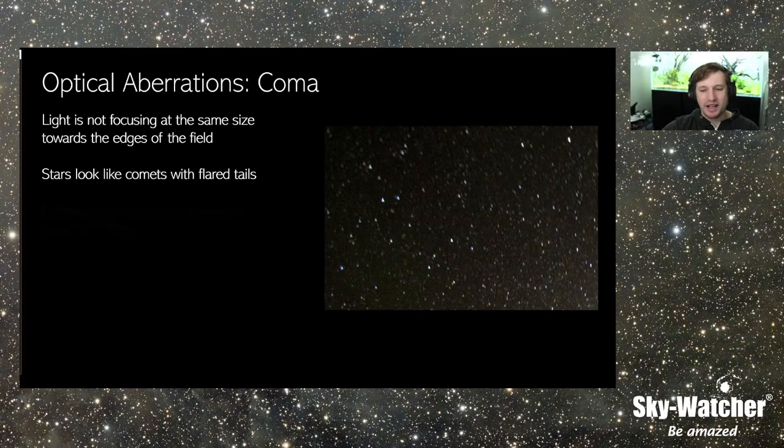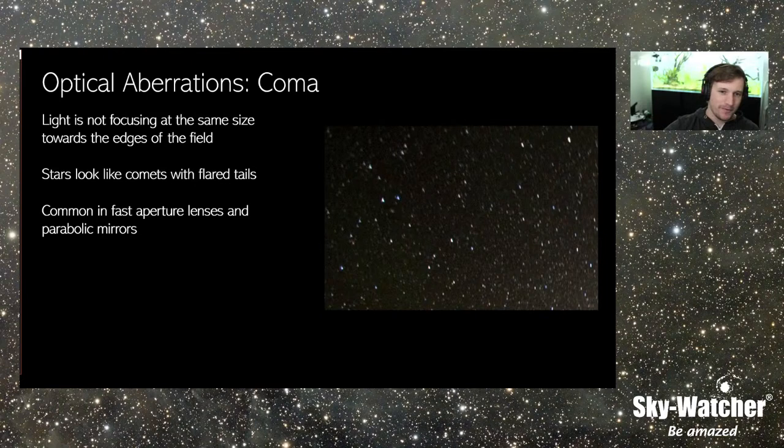This is quite common in fast aperture lenses. If you're shooting nightscapes and you've got those really fast lenses, like a 14mm f/2.8 or something like that, those lenses, while nice, are not well corrected at the edge. They're going to show some kind of coma towards the edge. It's also very common in parabolic mirrors that we find in Newtonians and Dobsonians, and particularly in fast optical systems like we're starting to see in the modern day.